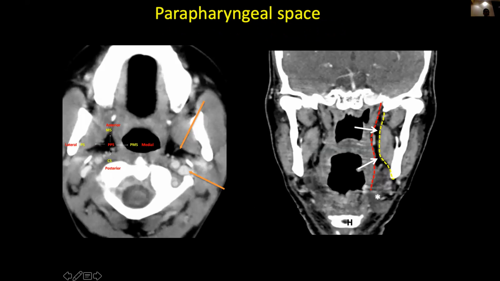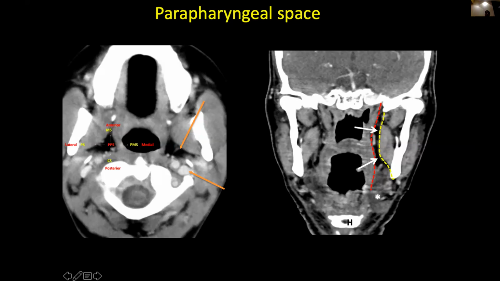Again, as I said, like the pterygopalatine fossa, the parapharyngeal space is a gateway to multiple spaces. So it's very important to understand the parapharyngeal space. The parapharyngeal space is a fat containing area which has a roof but no floor. So it runs from the skull base, from the foramen ovale, and opens into the submandibular space. So it is a gateway for the disease to spread from the foramen ovale up to the submandibular space.